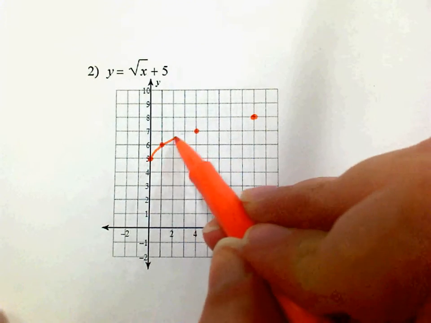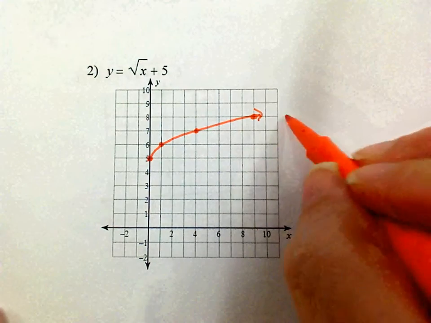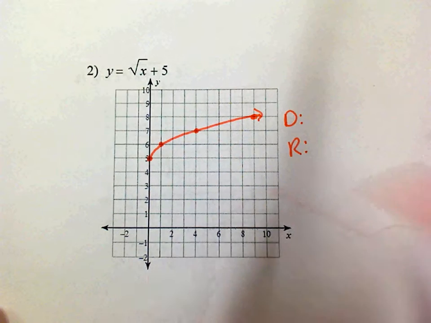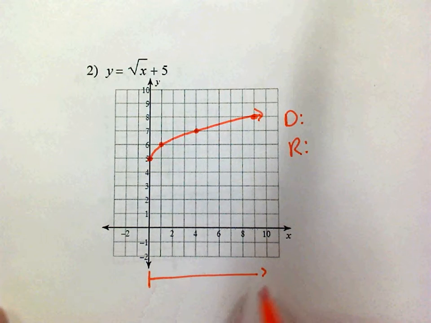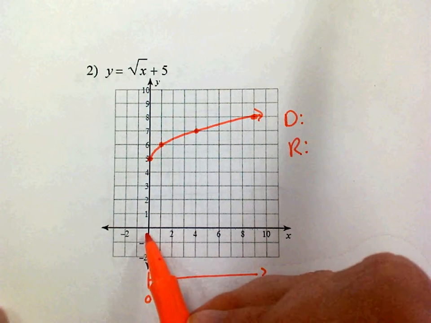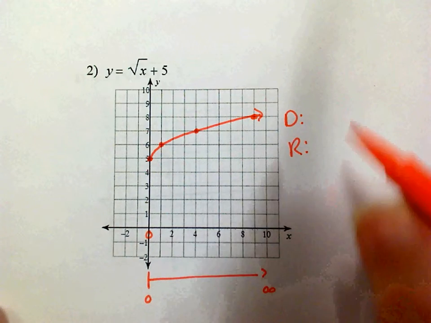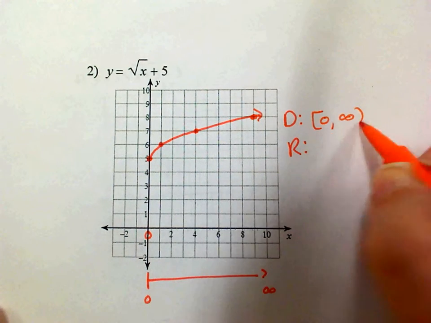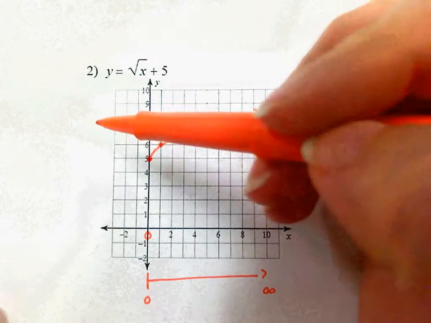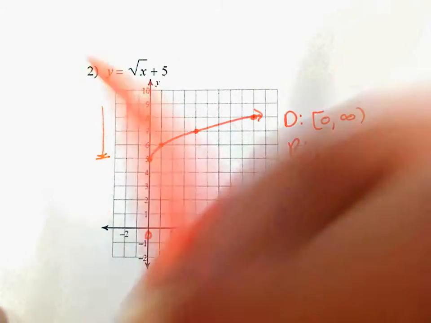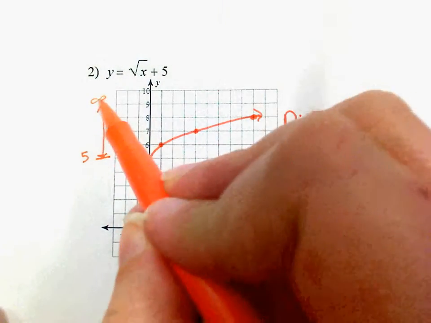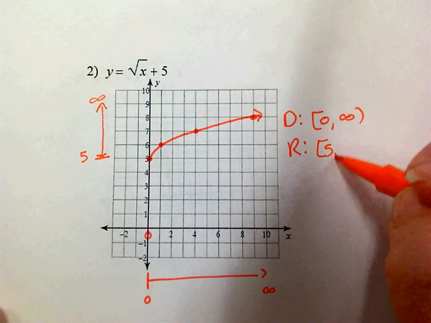And then I connect, okay, and then domain and range. Domain is left and right, so the farthest left it goes is 0 on the x-axis, and then it goes to infinity. Range is low and high. The lowest it goes on the y-axis is 5, and then it goes up to infinity. Okay?